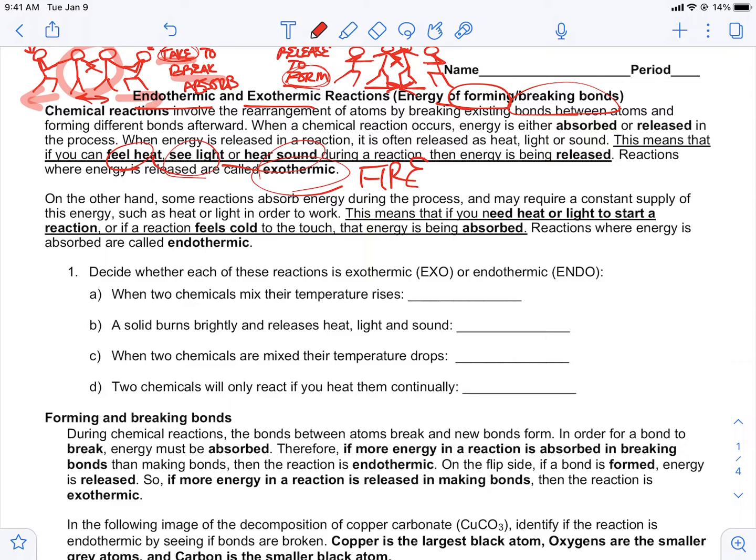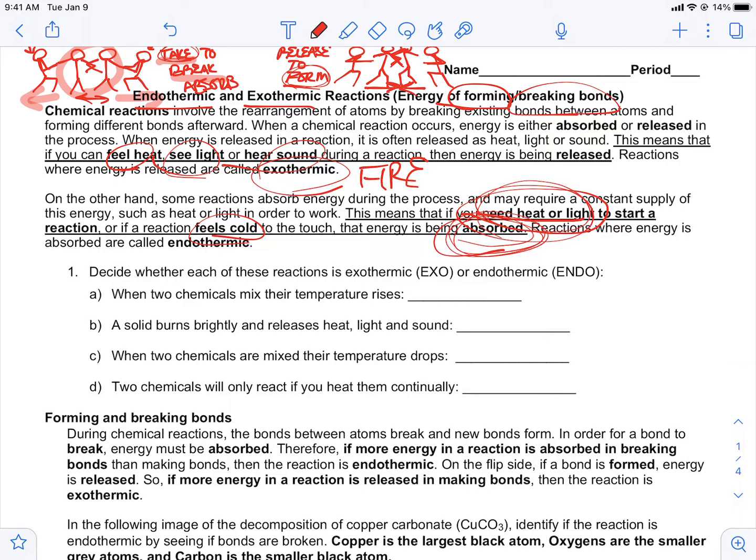Okay, then on the other hand, if you have something that feels cold, or if you need heat or light to start a reaction, so in order to have the reaction happen, you need to start with fire instead of create fire, well, then you're probably looking at an endothermic reaction, where energy is being absorbed from the flame in order to cook something, for example.